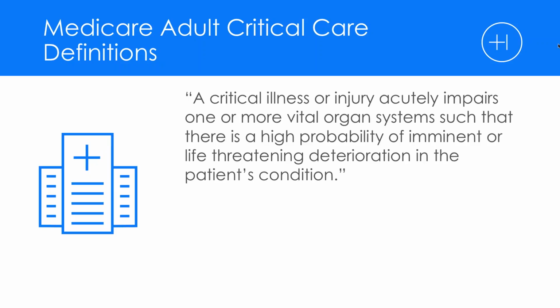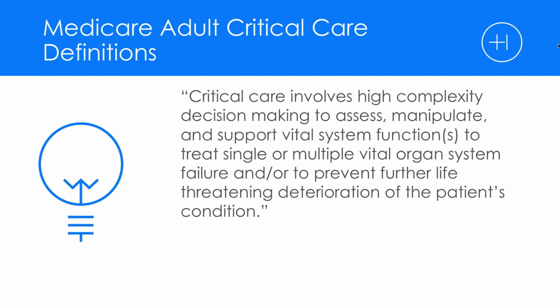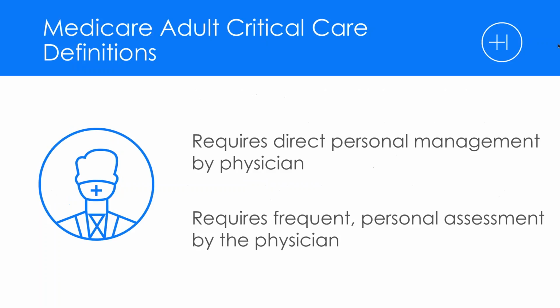So the first thing is that the critical illness or injury acutely impairs, again, one or more vital systems. There's a high probability of imminent life-threatening deterioration of the patient's condition. So there's no real change as compared to CPT in these statements. These are essentially identical. This critical care involves the same type of high complexity decision-making to assess, manipulate, and support those systems or single or multiple vital organ systems that are failing, or to prevent further life-threatening deterioration of those patients' conditions or injuries, whatever it might be.